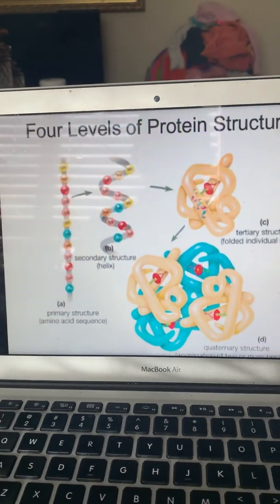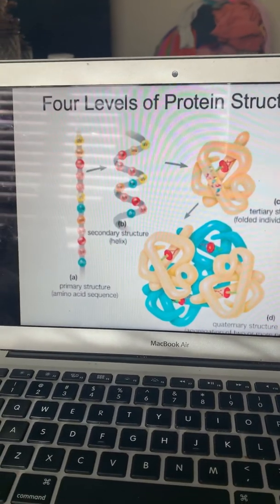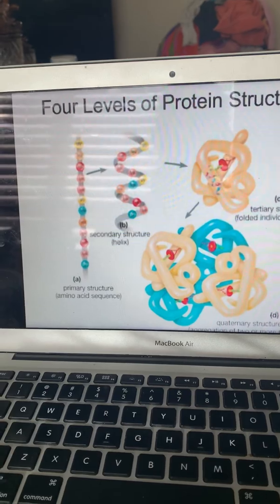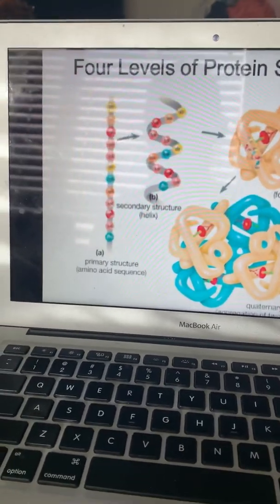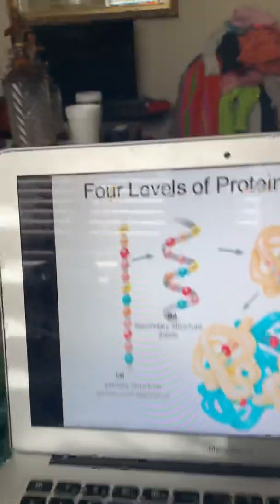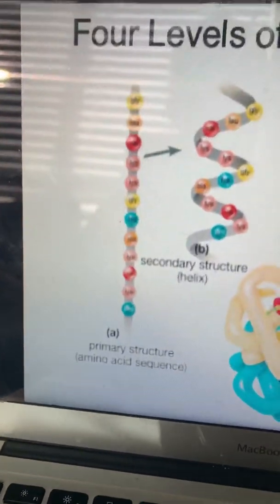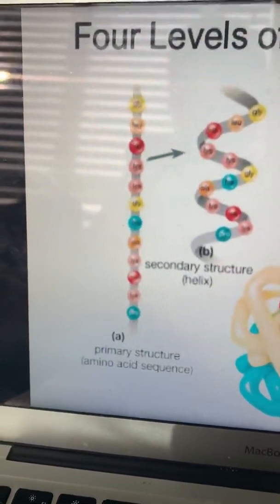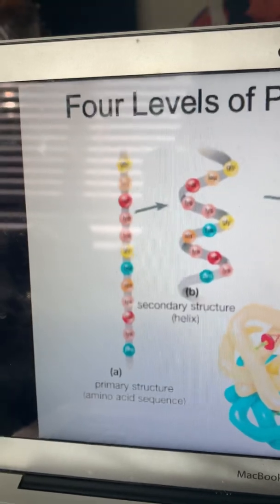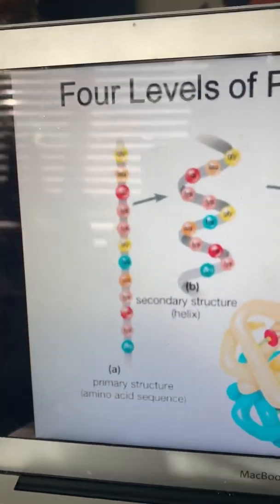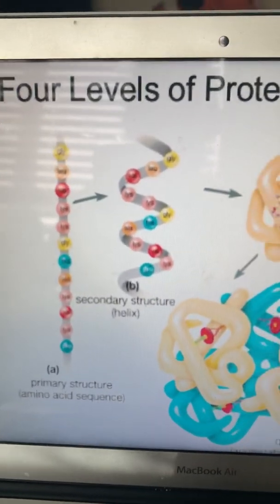About the 4 levels of protein structure and my protein, which is histones. So I want to start off by talking about the 4 levels of protein structure. This would be the primary structure. This is really just the chain of amino acids in the order of them in a polypeptide chain.